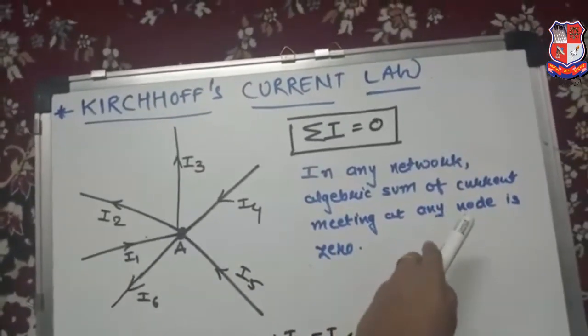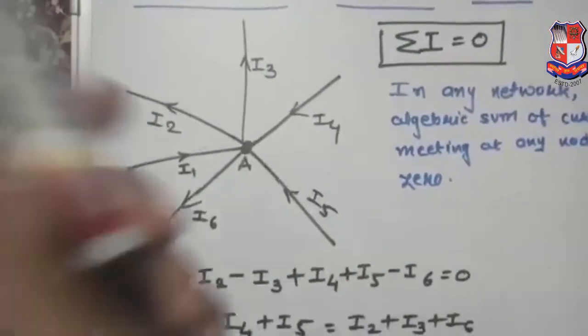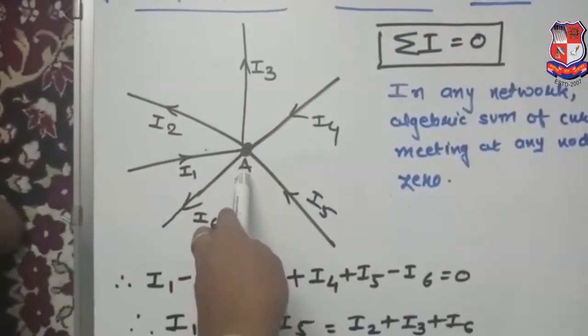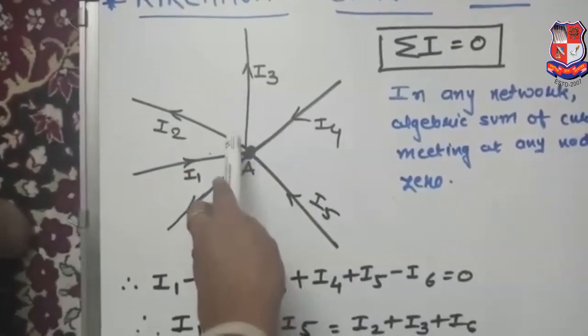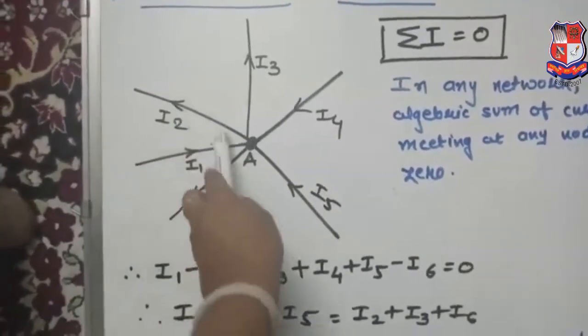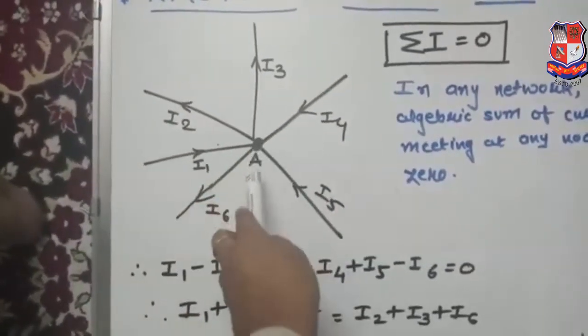Node is also known as a junction. Now see here, one network is given. See A, that is the node. A is also called a junction. See here, 6 elements are connected at node A.